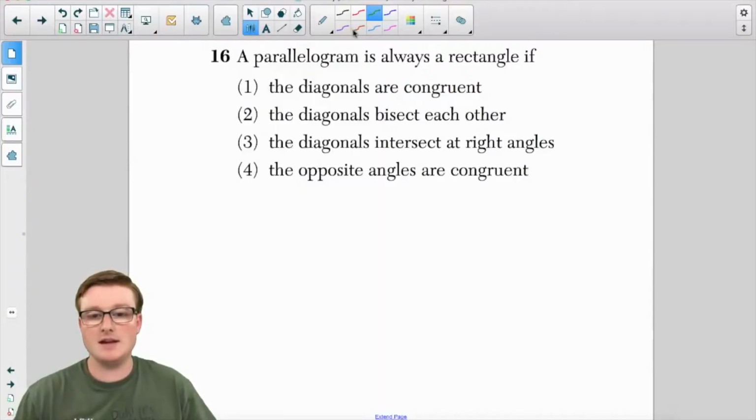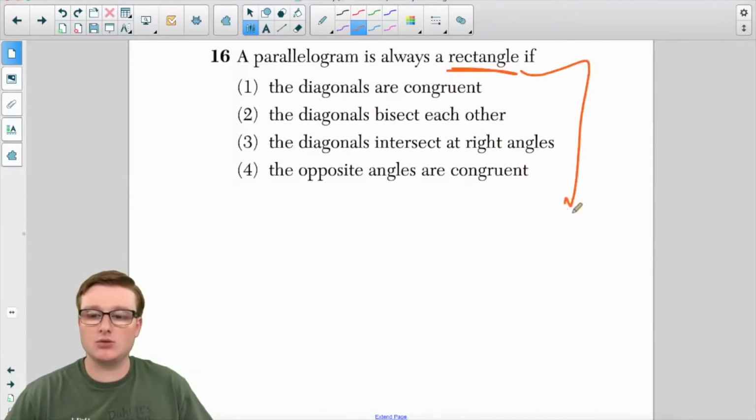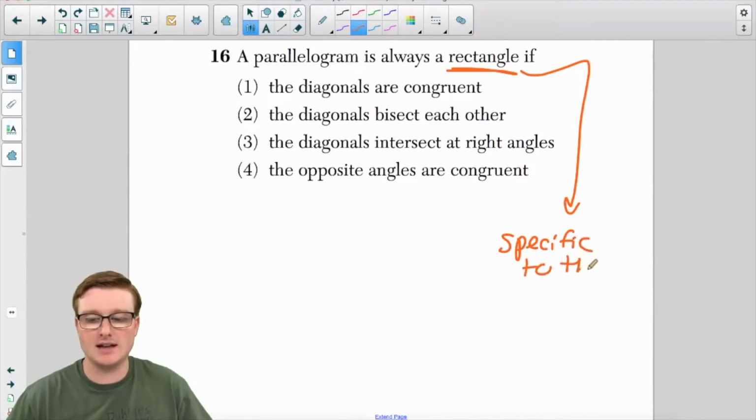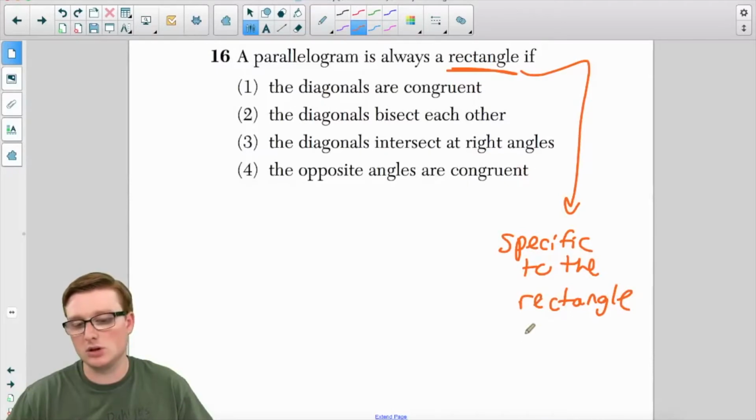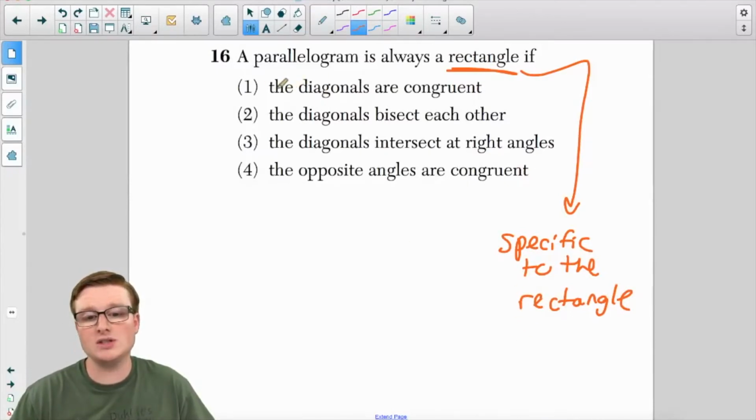A parallelogram is always a rectangle if it's what? So we're looking for the property that is specific to the rectangle. Okay? We're not looking for vagueness. We're looking for specificity. So choice 1 shows that the diagonals are congruent. Does that prove a rectangle? You bet it does. Choice 1's the answer.